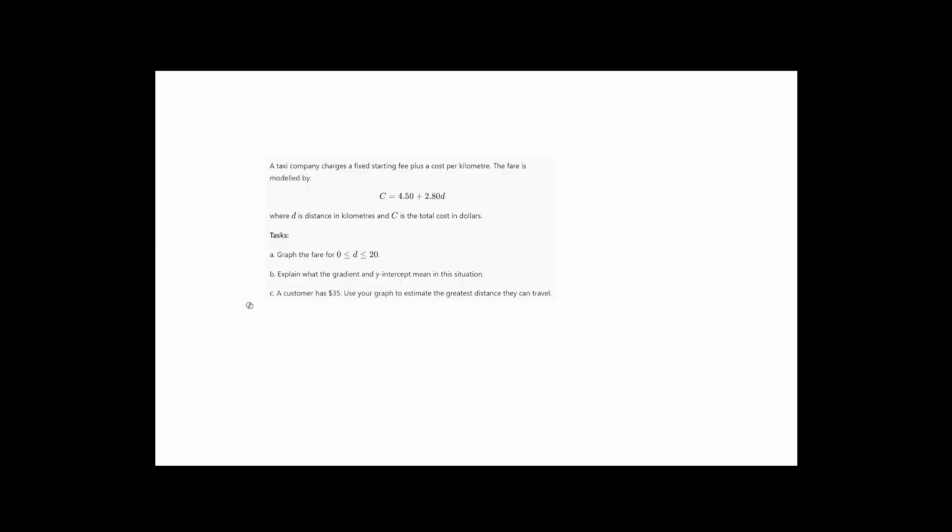Okay, the next one is a taxi. Taxi company charges a fixed starting fee plus cost per kilometre. This fare is modelled by the cost is 4.50 plus 2.80 times D, where D is the distance in kilometres and C is the cost in dollars. Graph the fare for distance between 0 and 20 kilometres.